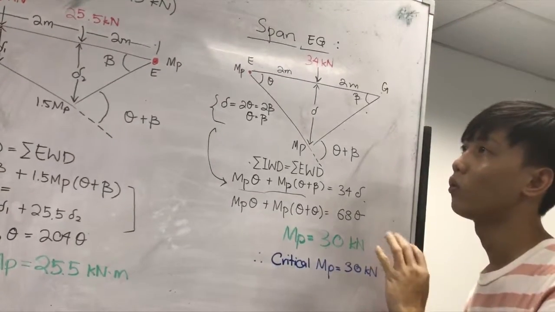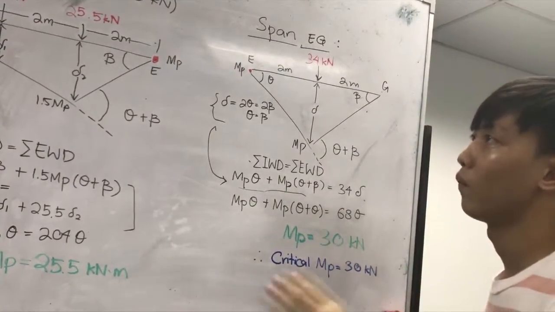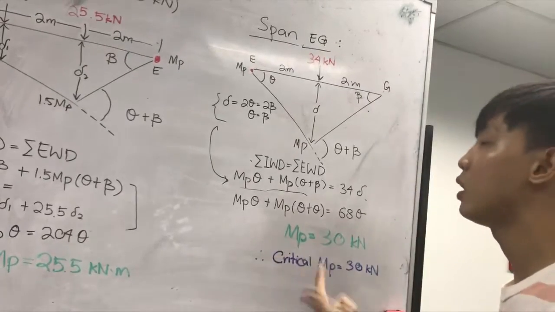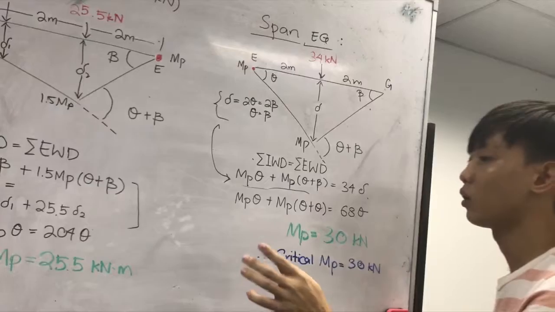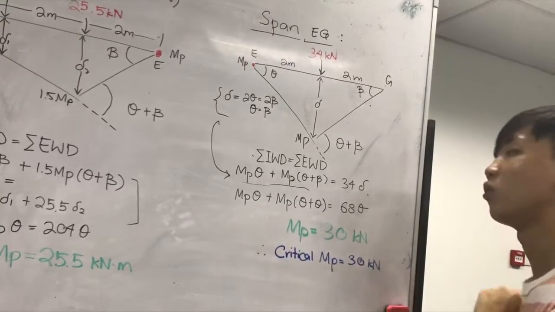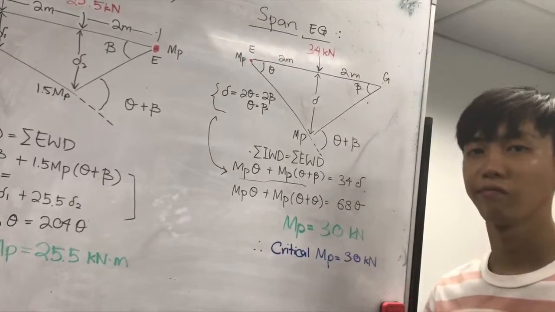So overall, from all the spans AB, BE and EG, the critical MP is 30 kilonewton. Thank you.